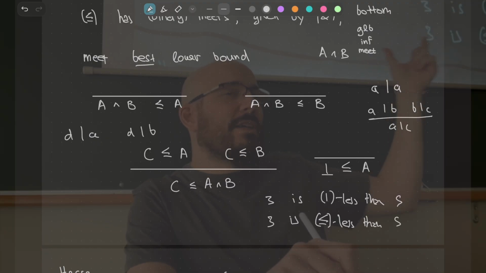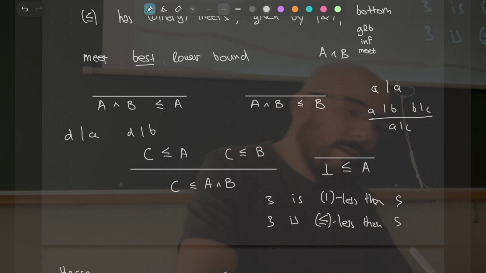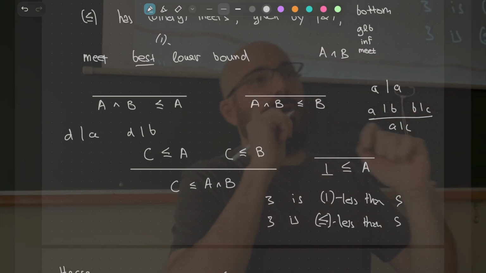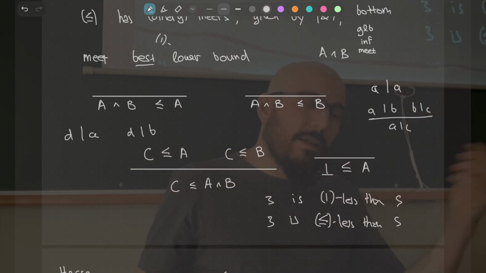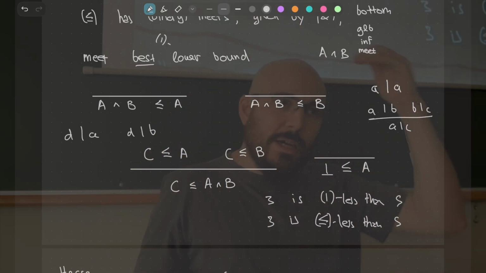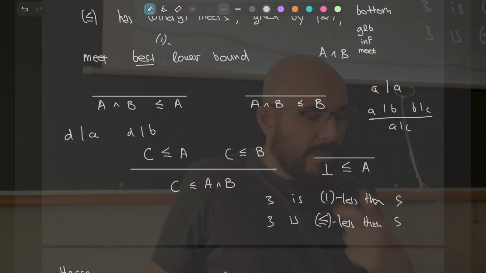We would call it a common divisor, or a lower bound. I'm specifying that the way of comparing things is divisibility. Okay, so it's a lower bound. So it's a common divisor, and I want to say that it's the best common divisor.